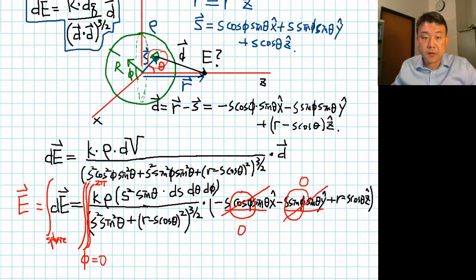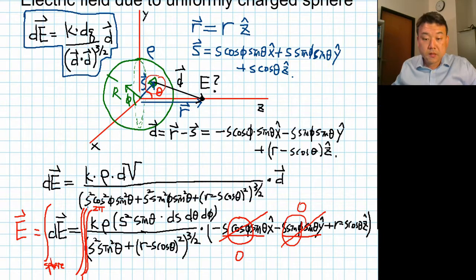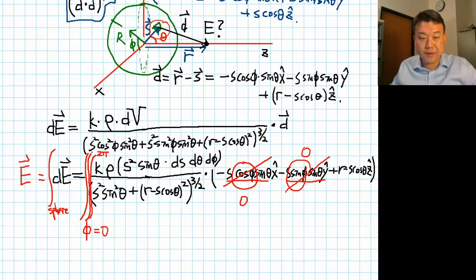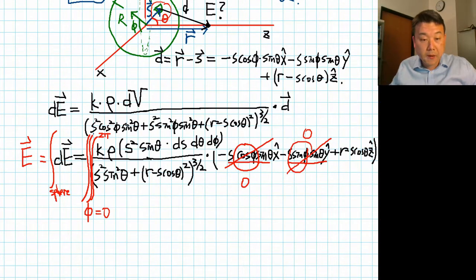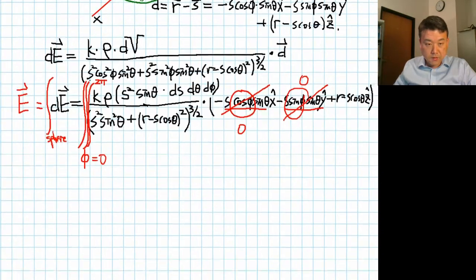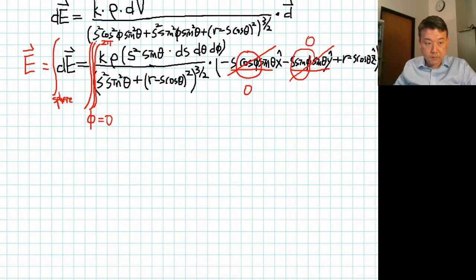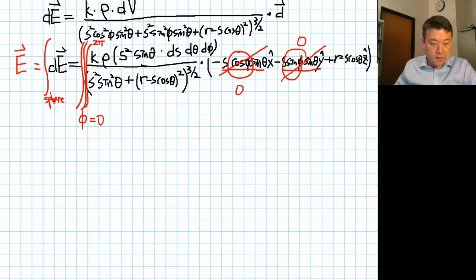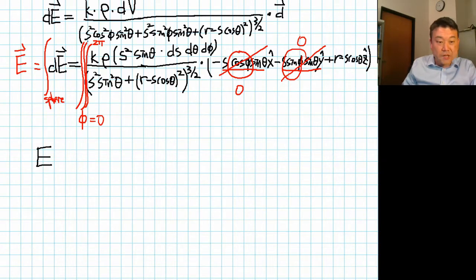When you look at this setup here, we said that this is the sphere and the point is here. Hopefully your intuition tells you that the electric field only points in the z direction. That's what this mathematical cancellation is showing. So that's good, actually. We were able to get some meaningful result out of it. So let me write down this simplified expression. Let me scroll further down and write down the z component of the electric field, since that's the only component that will be remaining.